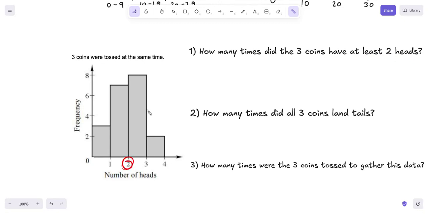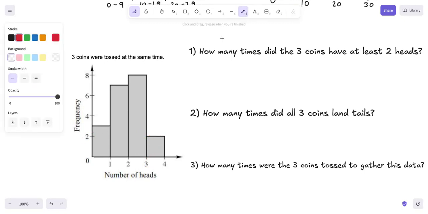So at least 2 heads would be here and here, right? This bar right here, we have 8. So we got 2 heads 8 times, and we got 3 heads 2 times. So I'm gonna write that in. We got 2 heads 8 times. We got 3 heads twice. So 8 plus 2. We got at least 2 heads, a total of 10 times.